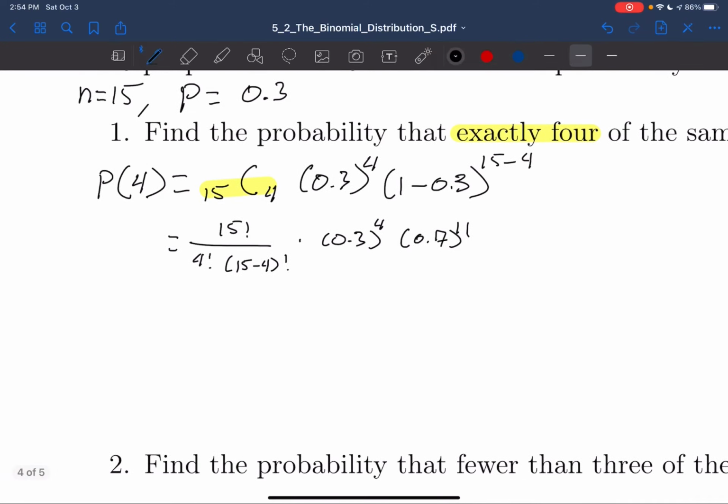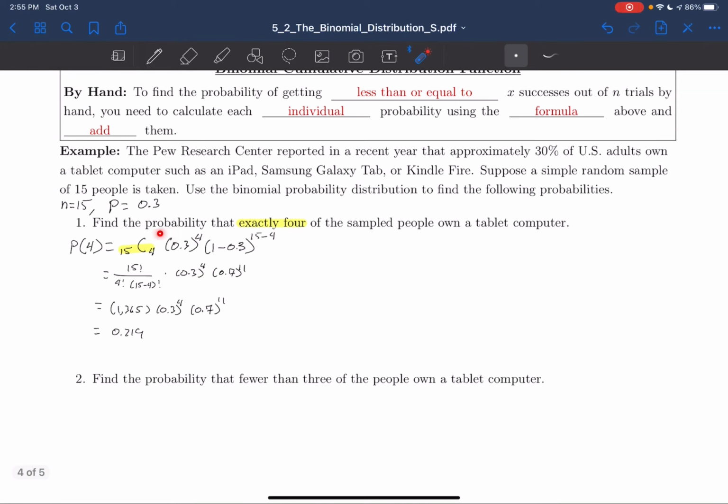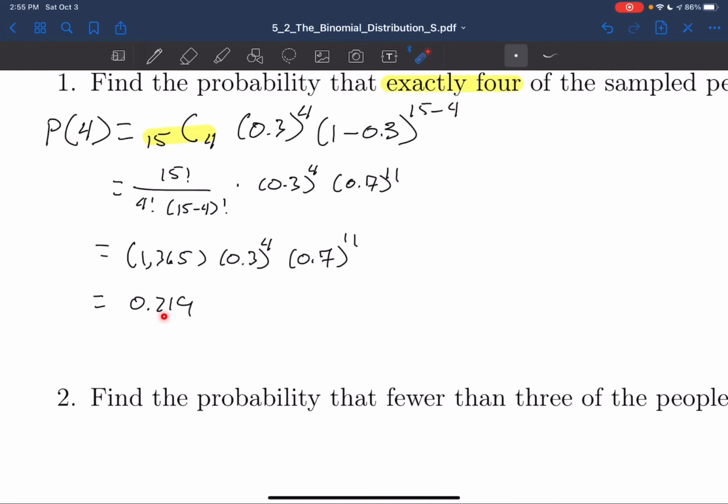So if you actually put this in your calculator, if you computed this correctly, this will be 1,365 times 0.3 to the power of 4 times 0.7 to the power of 11. And this will be 0.219. So in words, the probability that exactly 4 of the sample people own some sort of tablet is going to be 0.219 or 21.9%.